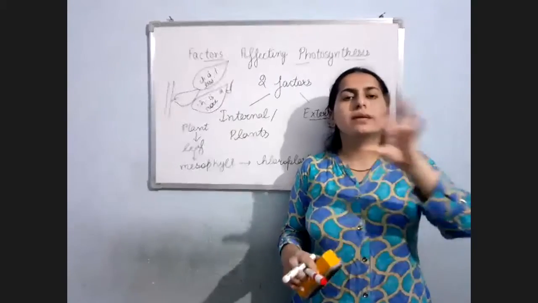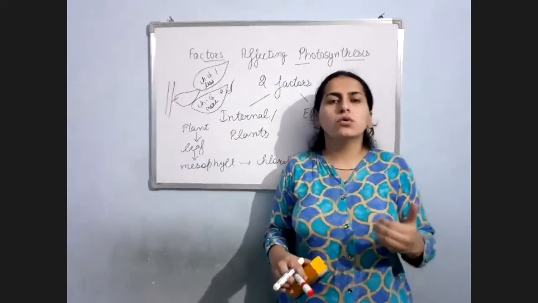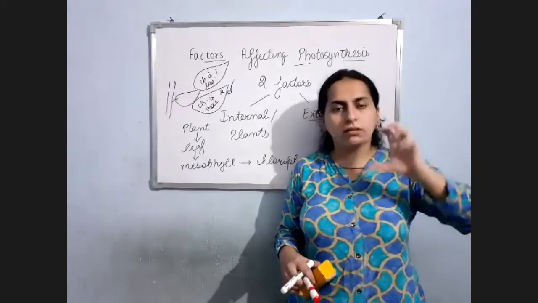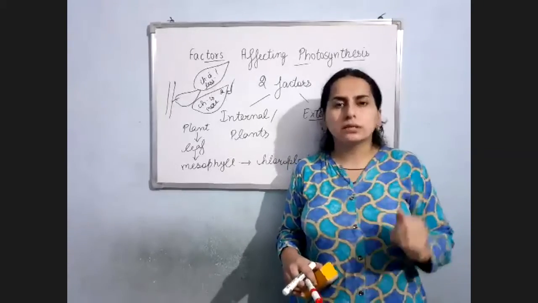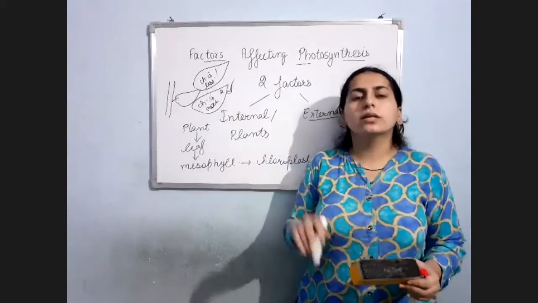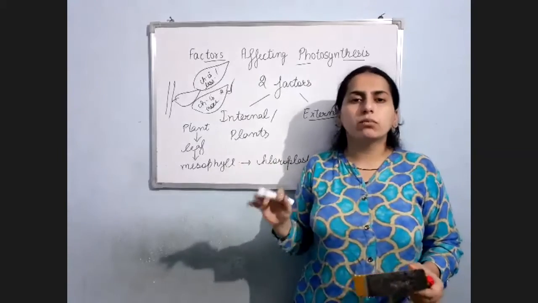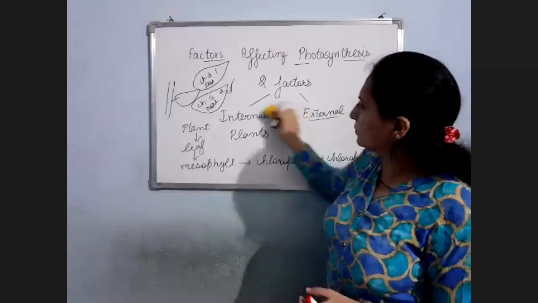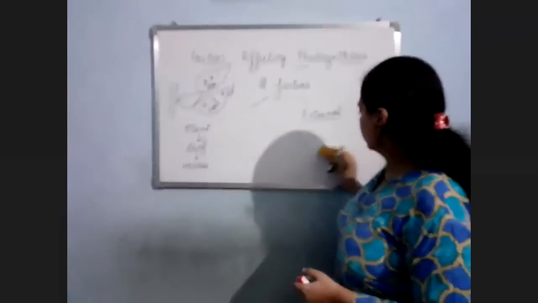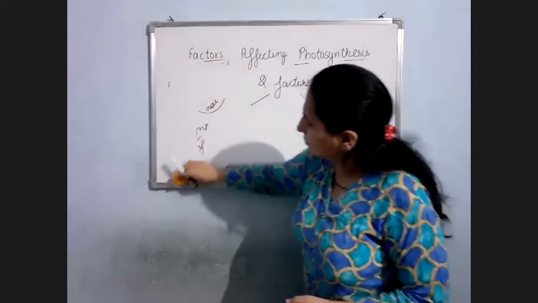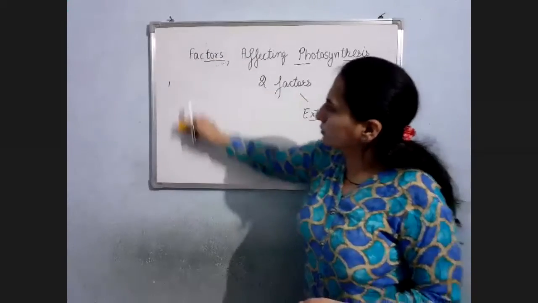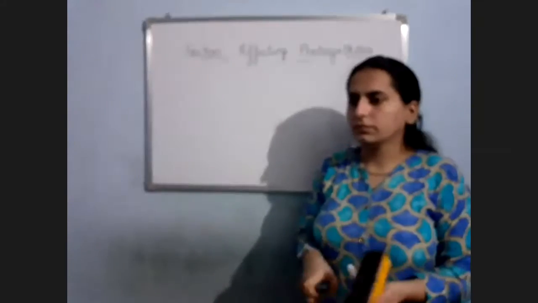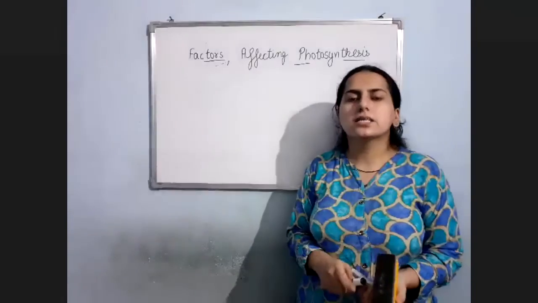So these are a few internal factors. Now let us move to the external factors, means how the factors of the outside surrounding affect the rate of photosynthesis. Before that, if there is any doubt in the internal factor, let me know in the chat box. I'll explain that factor once again. Okay, I'm explaining the last point once again.